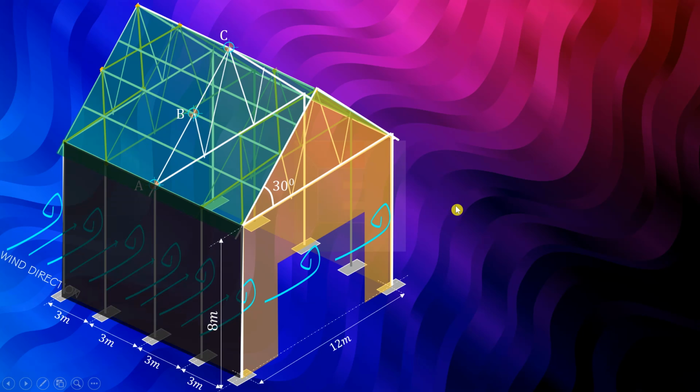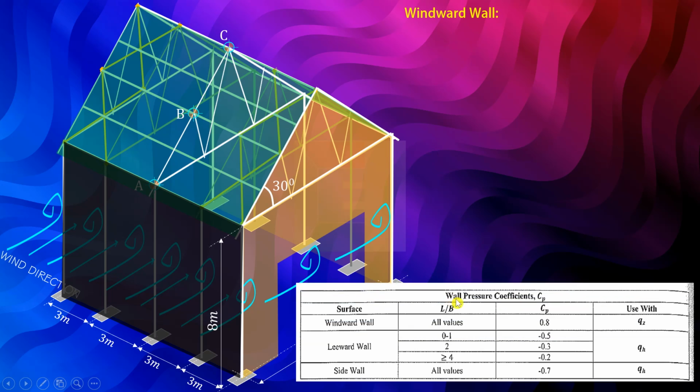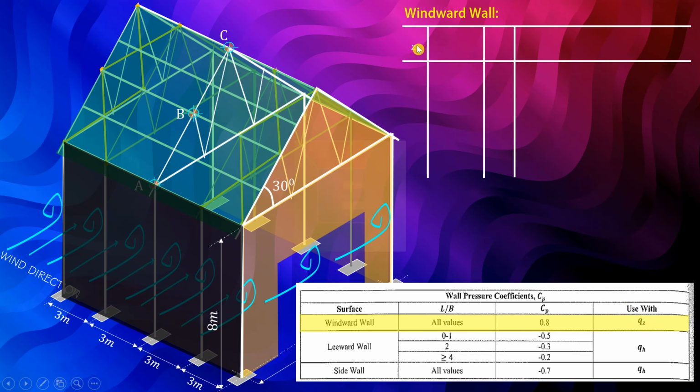Okay, so ngayon, consider muna natin itong windward wall. So, ito yan, windward wall. So, the wall pressure coefficient, CP, so for the windward wall, so yung L over B for all values, yung CP is 0.8. And then, we're going to use QZ. So, bali, for different value of Z, so makukuha natin yung mga QZ, and also yung CP, which is 0.8. And then, yung pressure natin is ito.